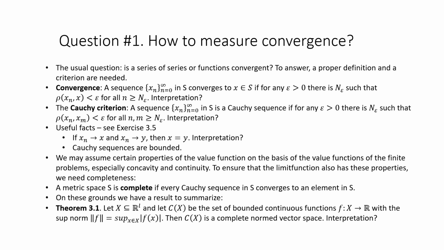The second useful fact: Cauchy sequences are bounded. It means that if a sequence is Cauchy, it means that the sequence is convergent, and it means that the sequence cannot go beyond and cannot go under a certain bound. So they are bounded. Let's go ahead.